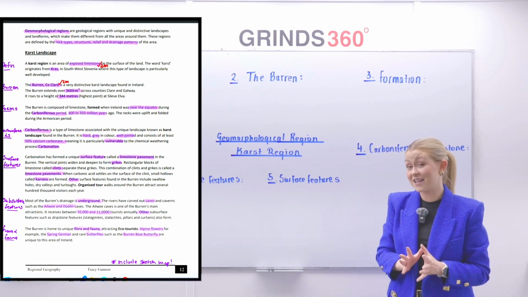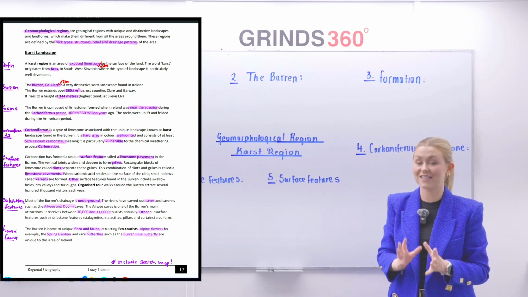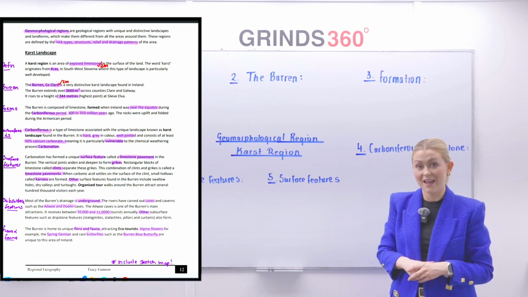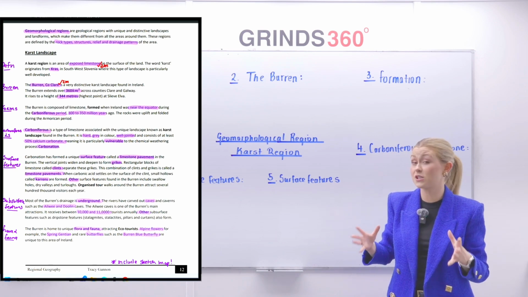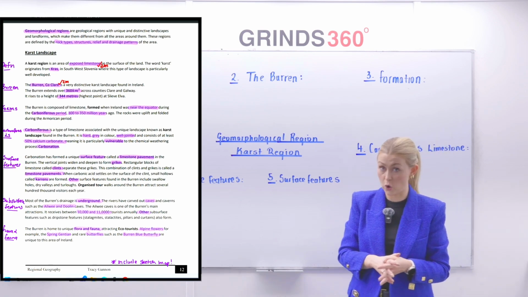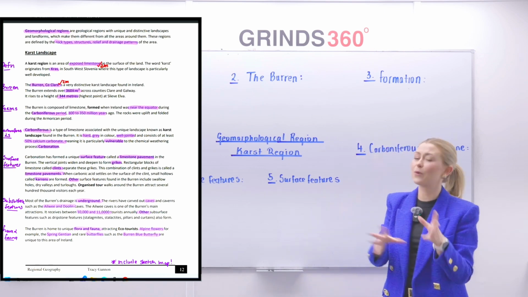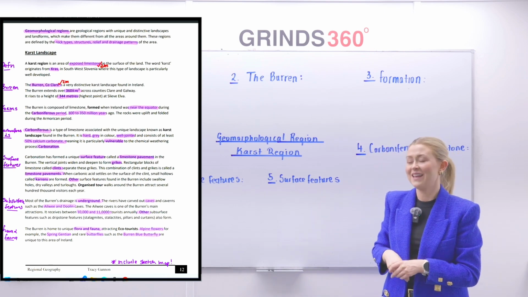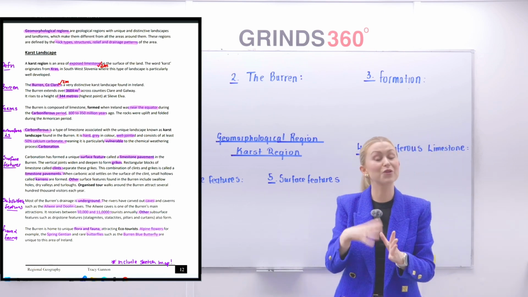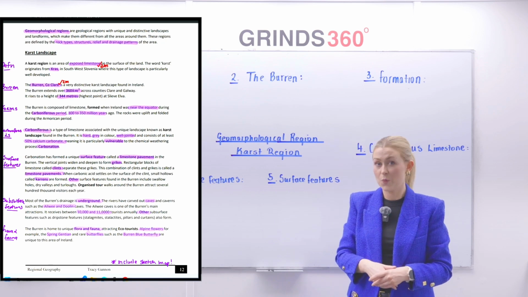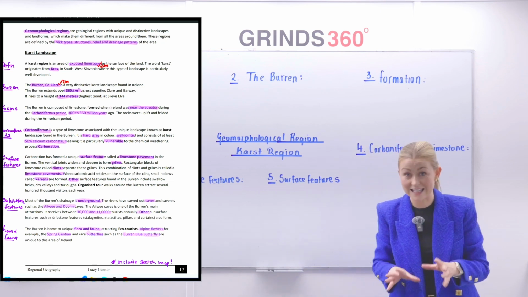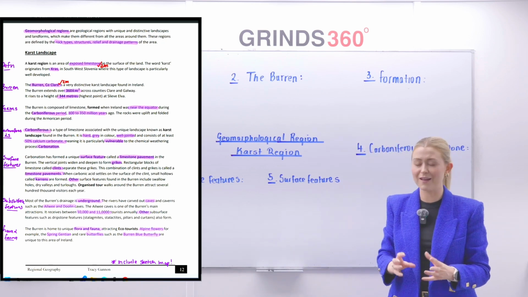The Burren extends over, highlight, 360 kilometres squared. It extends over 360 kilometres squared over counties Clare and Galway. Predominantly Clare, but also a little bit of Galway. It rises to heights of up to, highlight, 344 metres, with its highest point being at, highlight, Slieve Elva. Think of the girl's name, Elva, Slieve Elva.